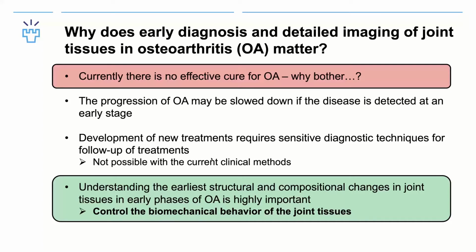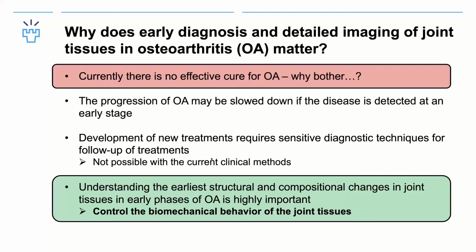Well, the answer is that, as I said already, if we could detect the disease at an early stage, we could slow down the progression or even halt it completely. But maybe even more importantly, if humans will ever come up with new treatments, we need very sensitive diagnostic techniques so that we can select the proper patients to the treatment trials. And this is not possible with the current clinical methods.